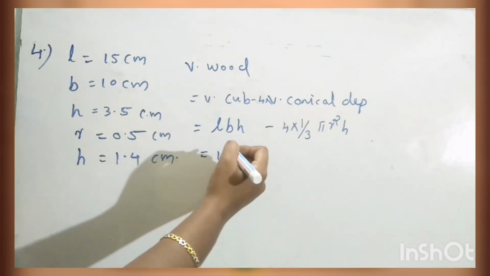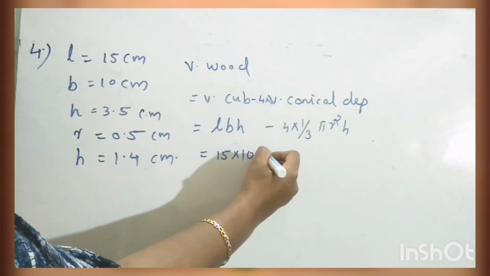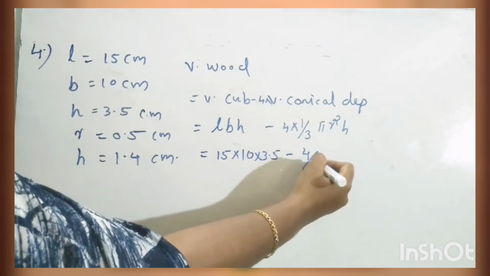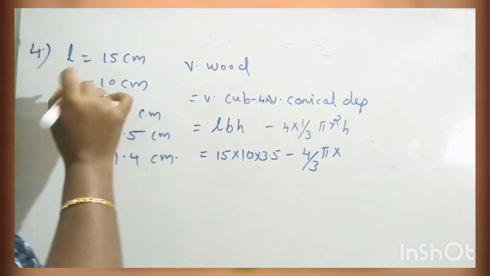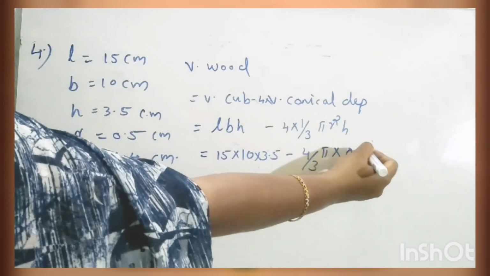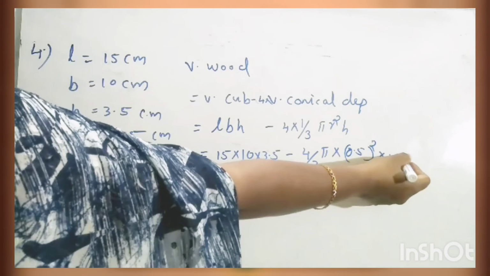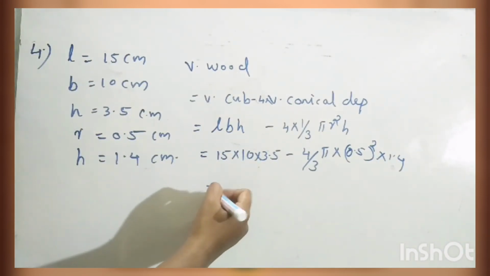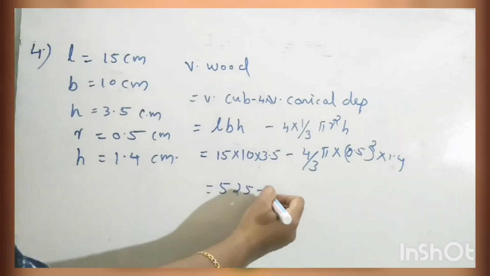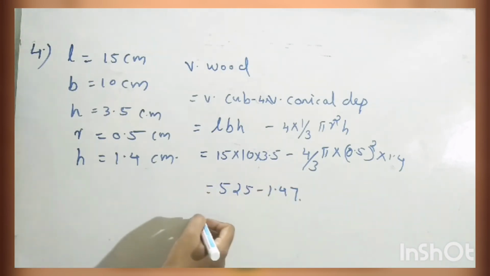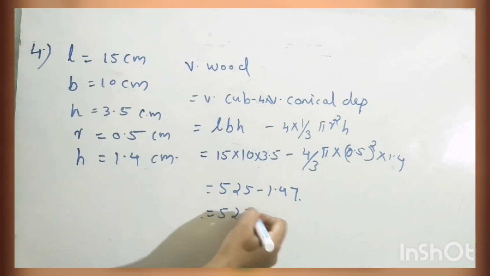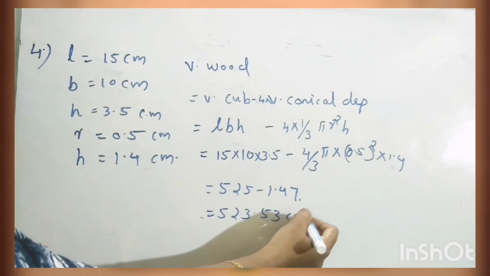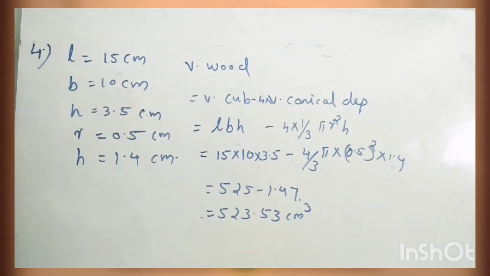And this is equal to 15 into 10 into 3.5 minus 4 by 3 pi into the radius 0.5 all square into 1.4. Okay, that we will get as 525 minus 1.47. This is equal to 523.53 centimeter cube approximately.